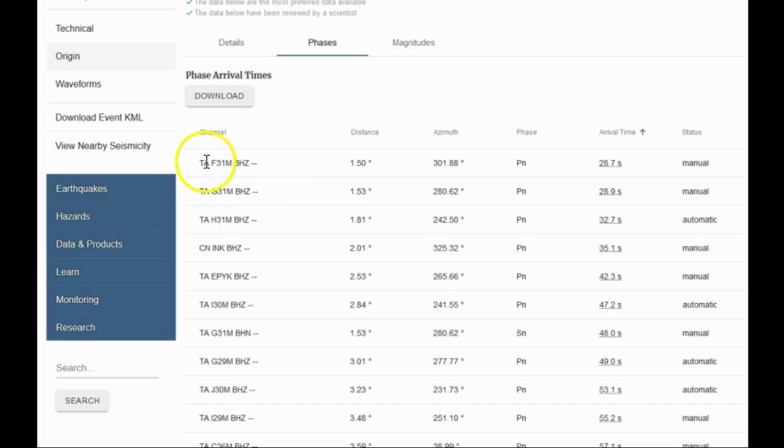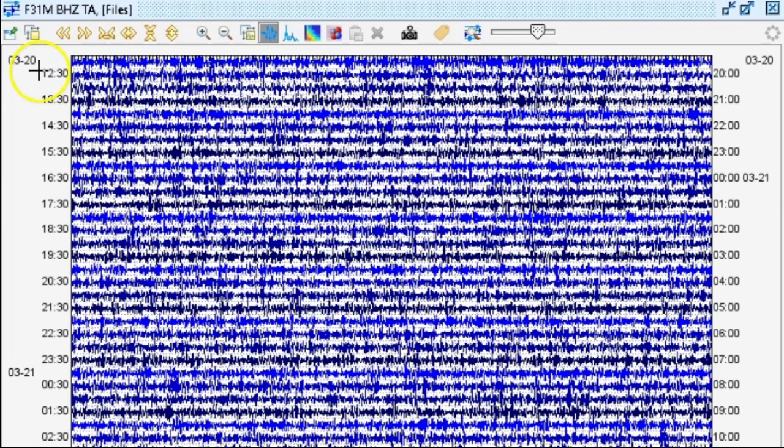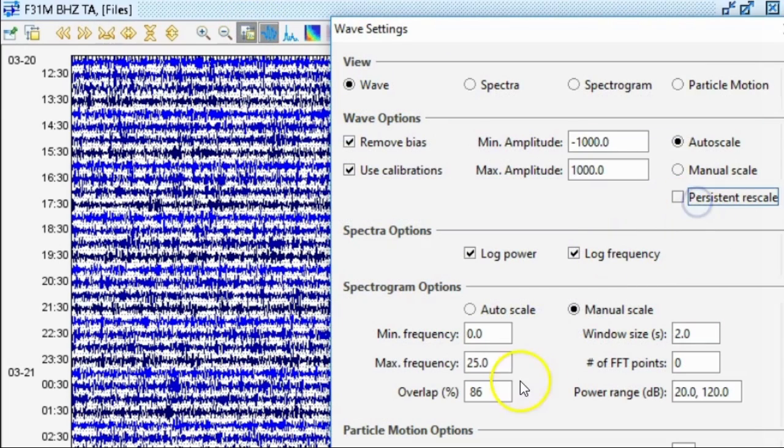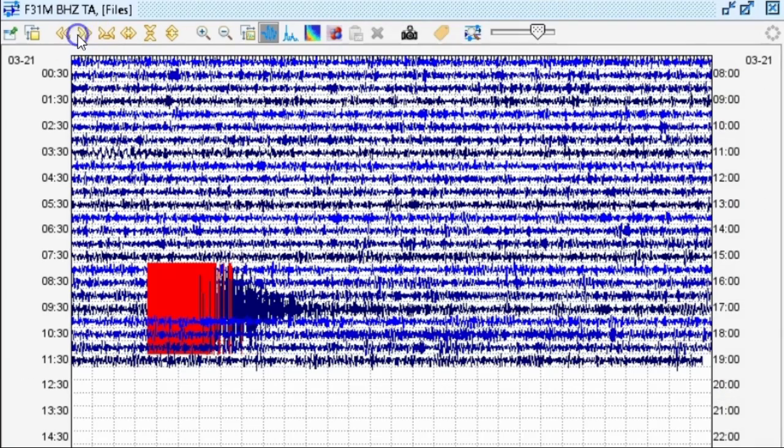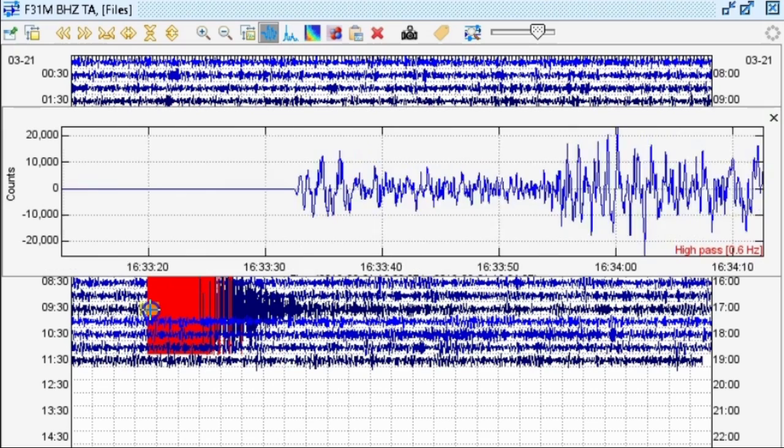The closest station is a temporary station, F31M, in the temporary network. So let's go download that data and look at it right now. Here we have the data stream from station F31M in the TA network. It's a broadband station, broadband vertical, and there is no location code given. Persist to rescale, offset overlap to 95, and since it is a broadband station, I want to get rid of those pesky background microseisms. Do a 0.6 Hz high pass filter. Let's go forward. Here's the magnitude 4.6, which struck.